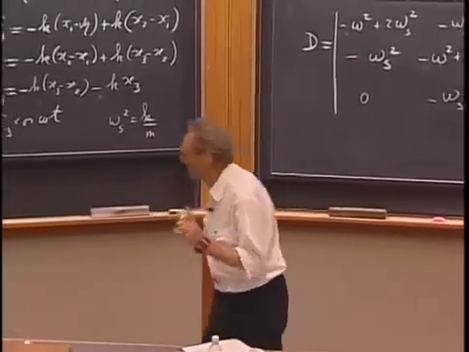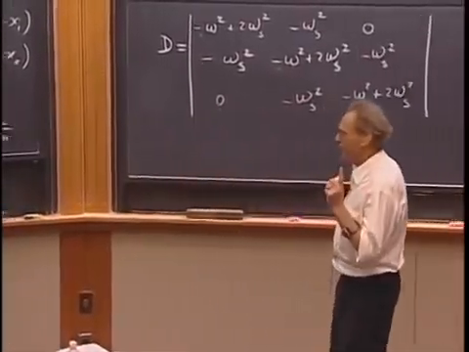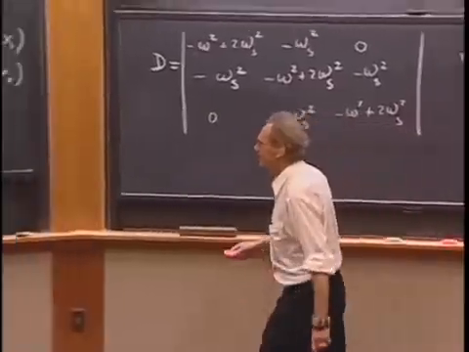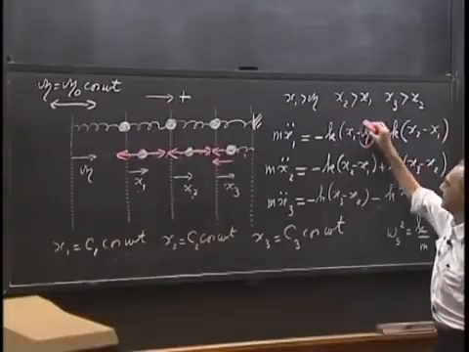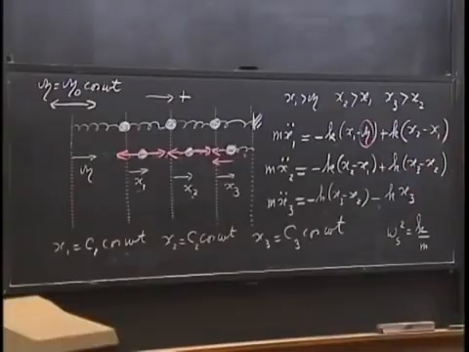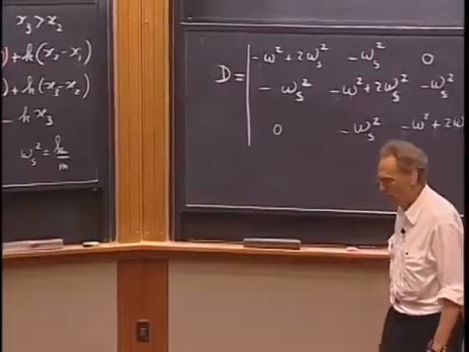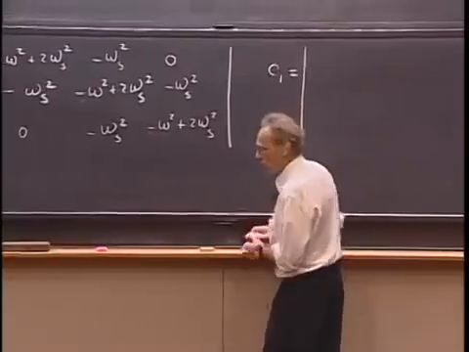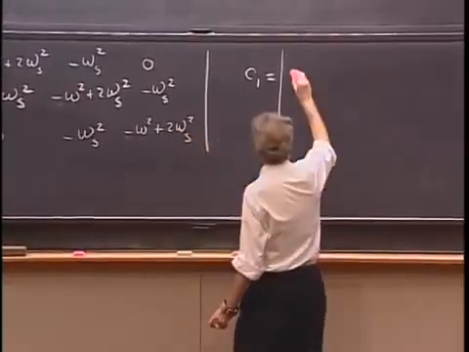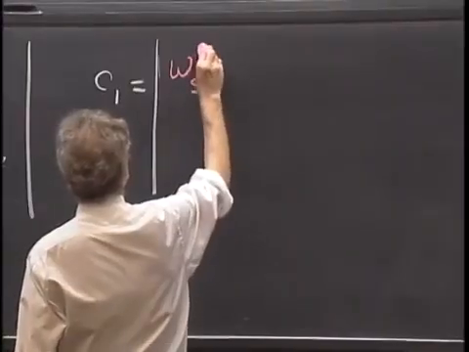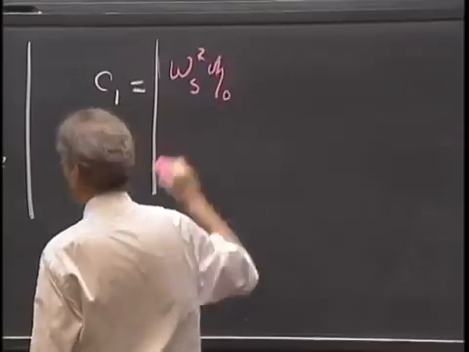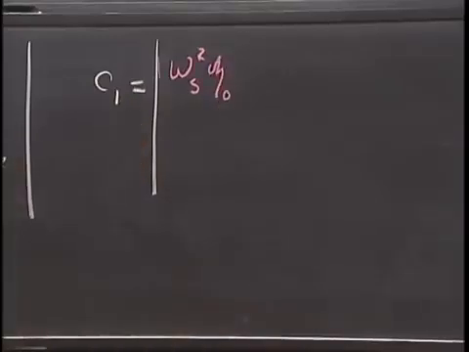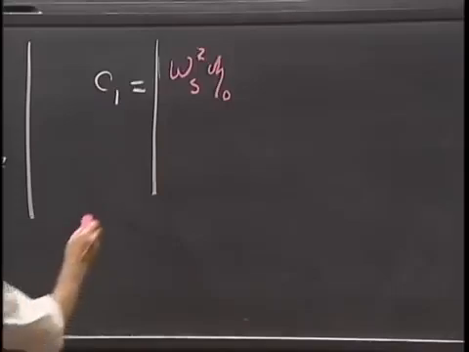And the first column will reflect this eta, because the right side now is not going to be 0, remember, like the double pendulum. And so in the first column you're going to get omega s squared times eta 0, and then you're going to get a 0 and a 0.